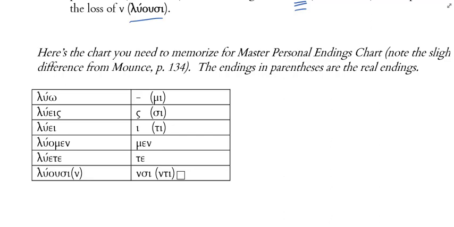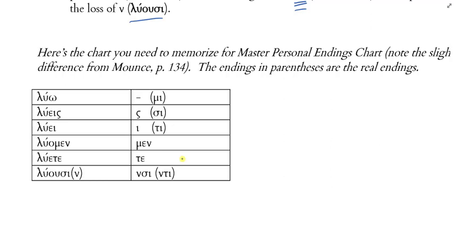But also when we look at the rest of the verbal endings, you're going to see the pattern that I'm wanting you to see. Mi, si, ti, men, te, and nti, okay? These real endings all have iotas at the end: a mu, sigma tau, and a nu tau, followed by iota.